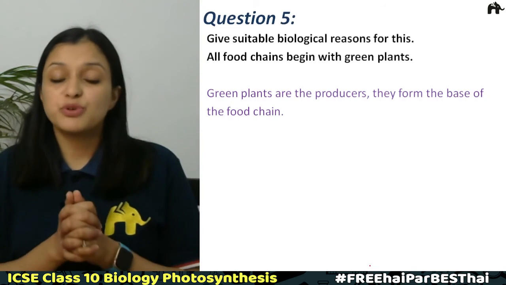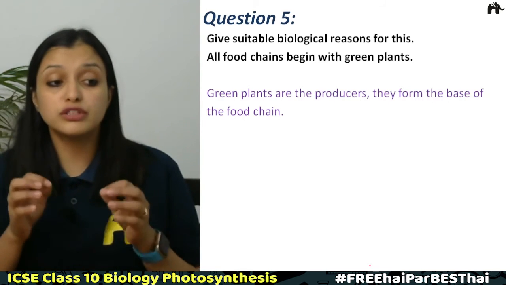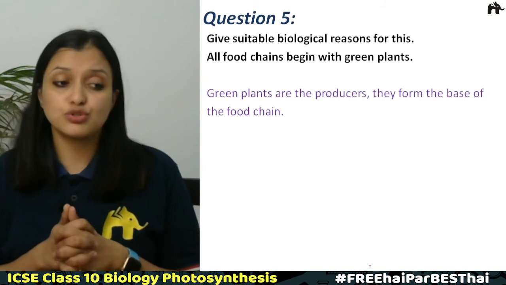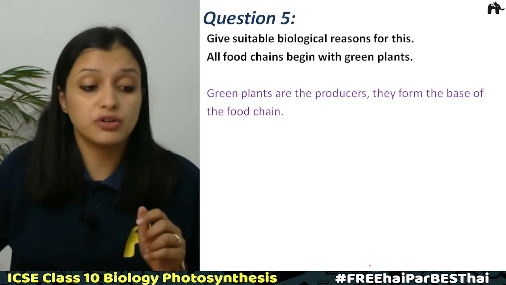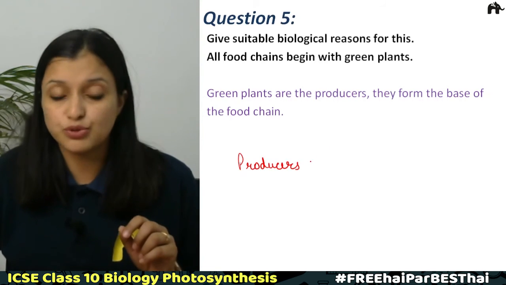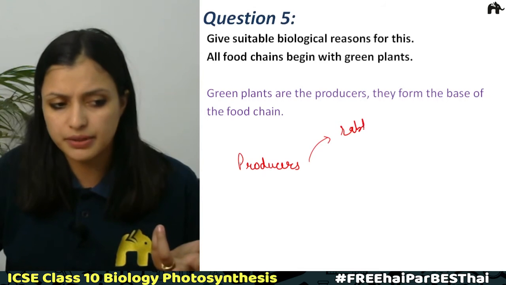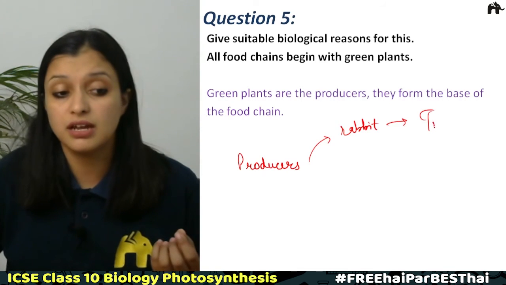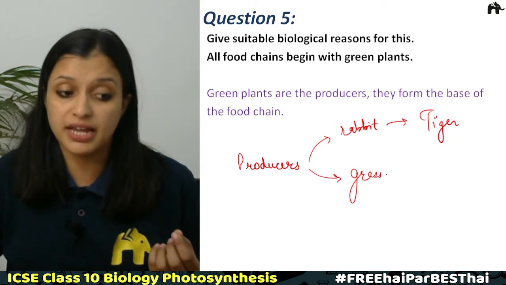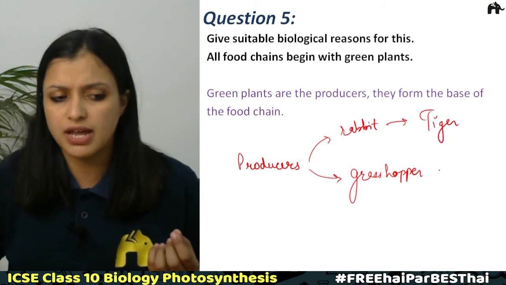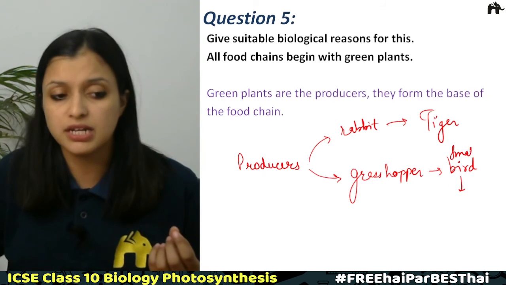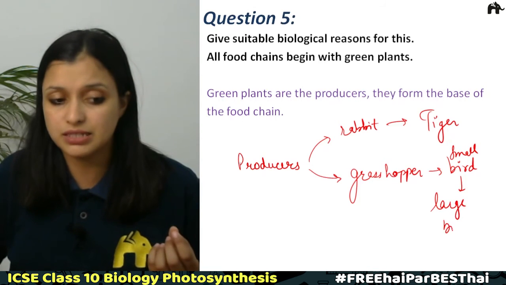Now, next question, question number 5. Give a suitable biological reason for this. All the food chains begin with the green plants. If you talk about the green plants, they are basically the producers, right? These producers are eaten by, say, a rabbit, and this rabbit is eaten by, say, a tiger. These producers are also eaten by a grasshopper, and say a bird is going to eat this grasshopper, and who will eat this small bird? There will be a large bird who will be eating this, correct?